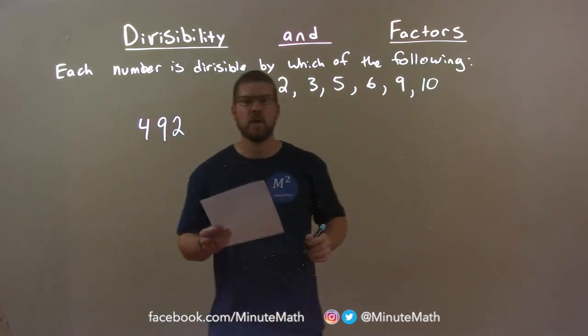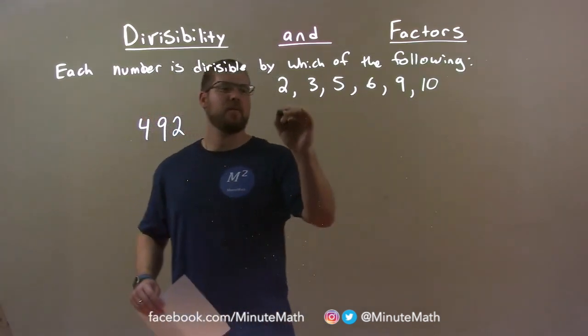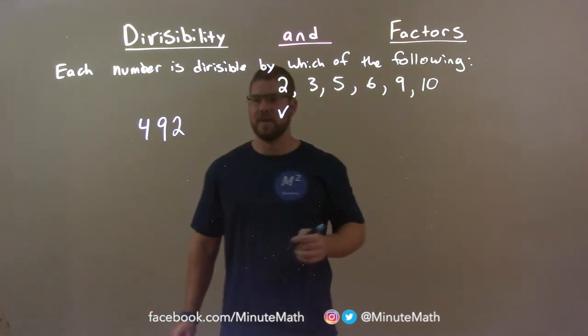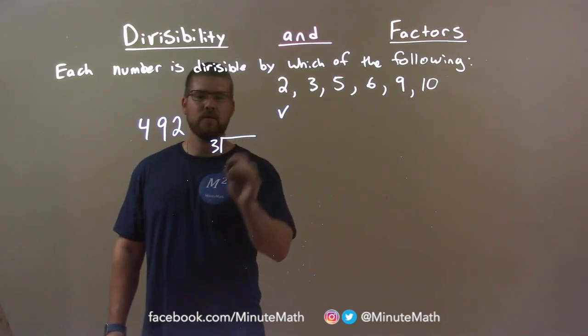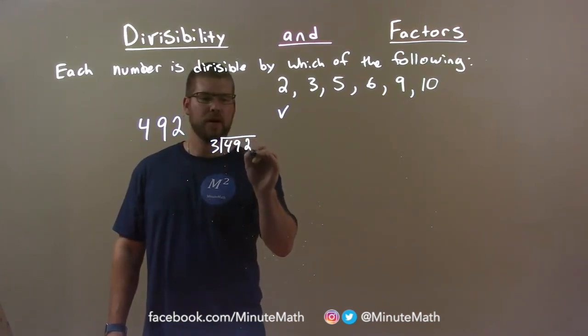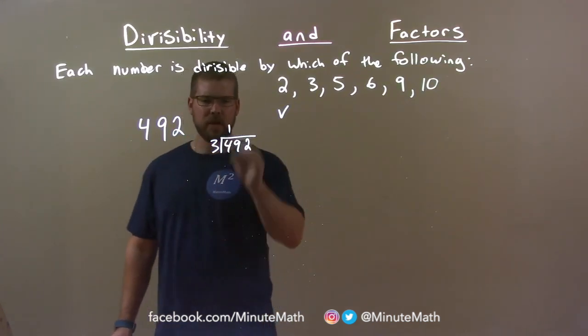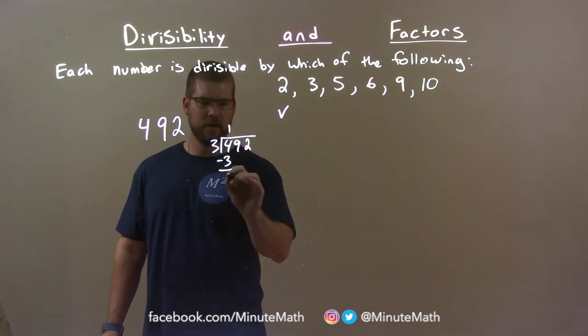492. All right? Well, first thing, this is an even number, so 2 works. 2 goes into it. Always going to be like that. Now let's try 3. 3 goes into 492. Okay? Well, 3 goes into 4 one time. 1 times 3 is 3. Subtract, got a 1.